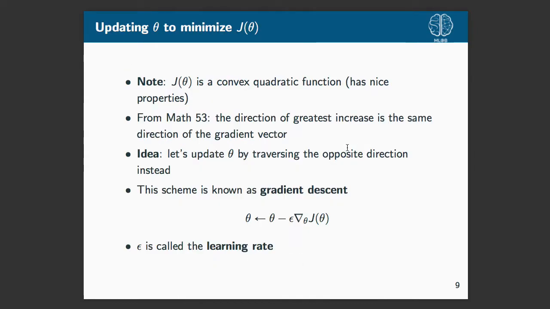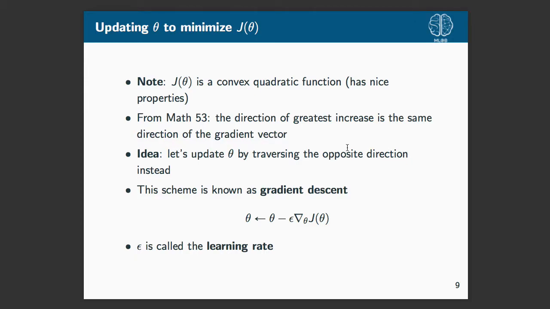So a little bit of refresher. J of theta is, don't worry about it if you don't know what this means, a convex quadratic function, which means it has nice properties. It means it has a global minimum, which is very important. It means that we can actually find the best theta. That's the nicest property of convexity here.